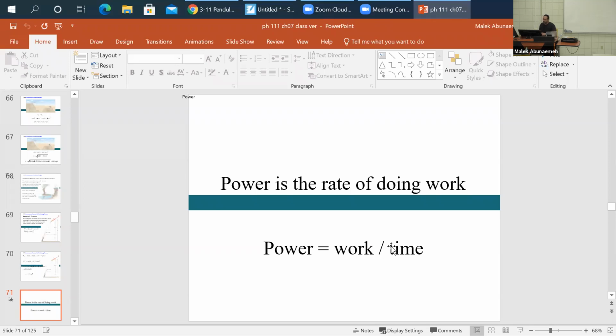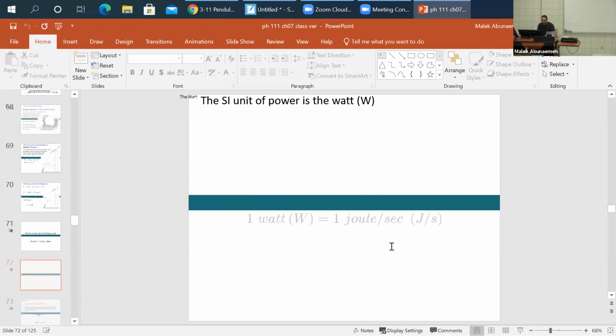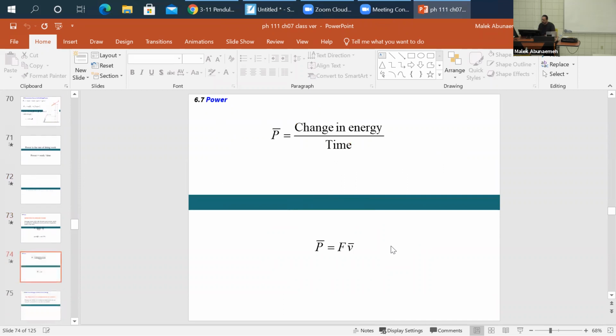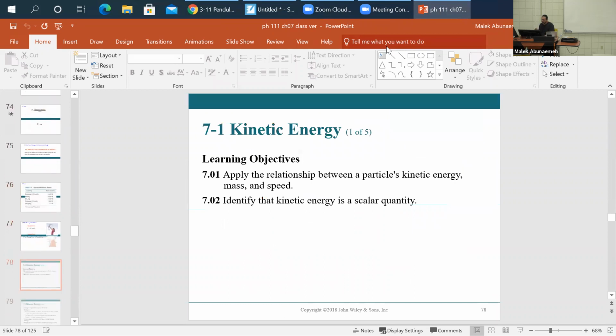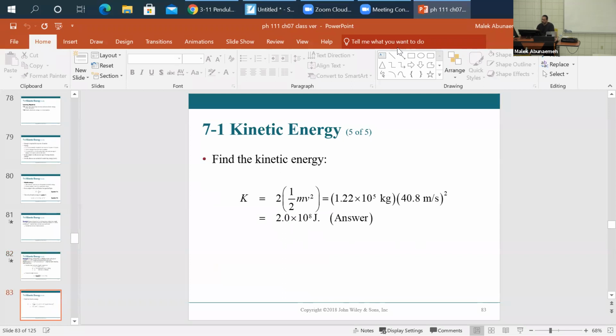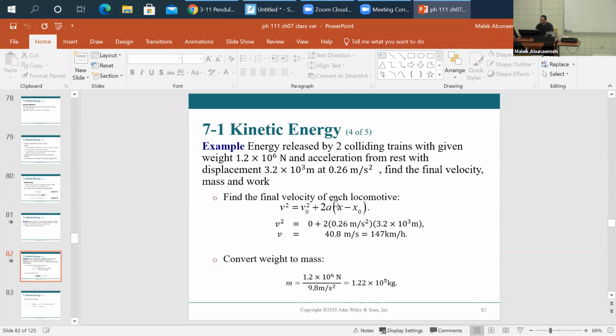Now, again, we talked about rate of power. Power is the rate of doing work, which is your work over your time. We talked about the unit of power being watts, which is joules per second. And we derived the equation for the power, which is your change in energy over your time, which is your force times your velocity. And then we talked about kinetic energy, and we derived the equations for the kinetic energy. So here's another example. Go ahead and work on this example on your own.